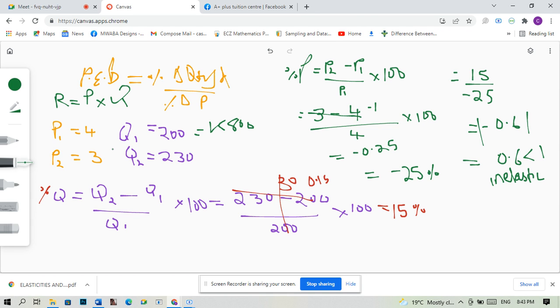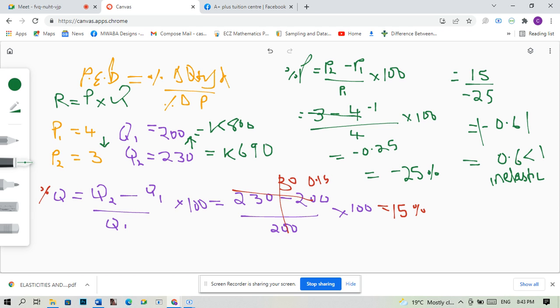Now, after they reduced the price to 3 kwacha, the quantity demanded increased. Now, let's see what happened to the revenue. 3 times 230, we get 690. So the revenue has reduced.